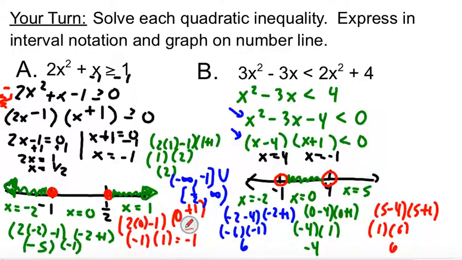So how do we write that in interval notation? Well, it has to be parenthesis negative 1 because we've got an open dot, and then 4 here ends up being a parenthesis as well because we've got an open dot. So in between negative 1 and 4 is our solution.